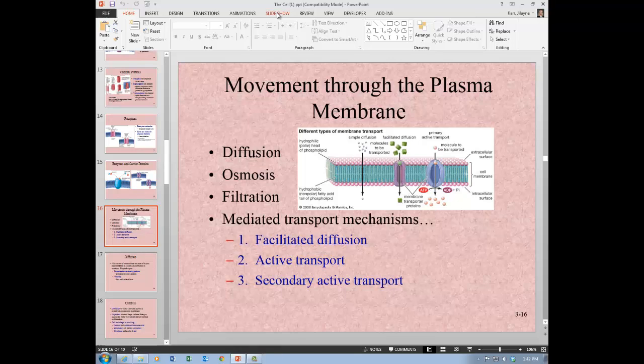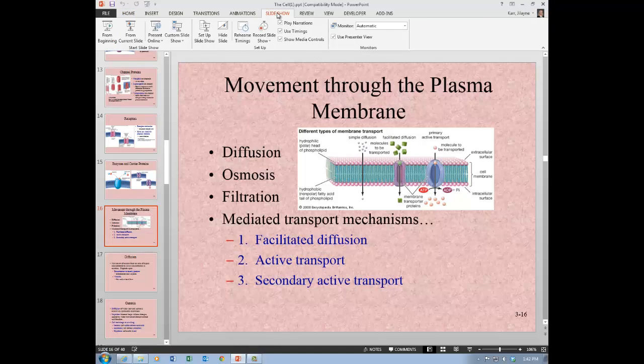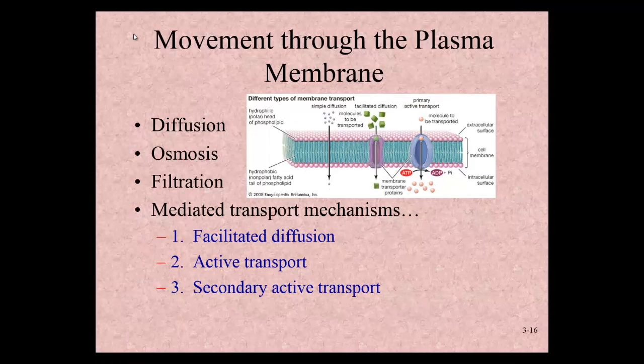This is a lecture continuation of cell structure and function, and today we're going to talk about movement through the plasma membrane. We're going to look at different ways that substances are transported from one side of the cell membrane to another. We can summarize the major pathways which substances take across the membrane by 4 major processes, and that is diffusion, osmosis, filtration, or mediated transport mechanisms. And we'll specifically talk about facilitated diffusion, active transport, and secondary active transport.